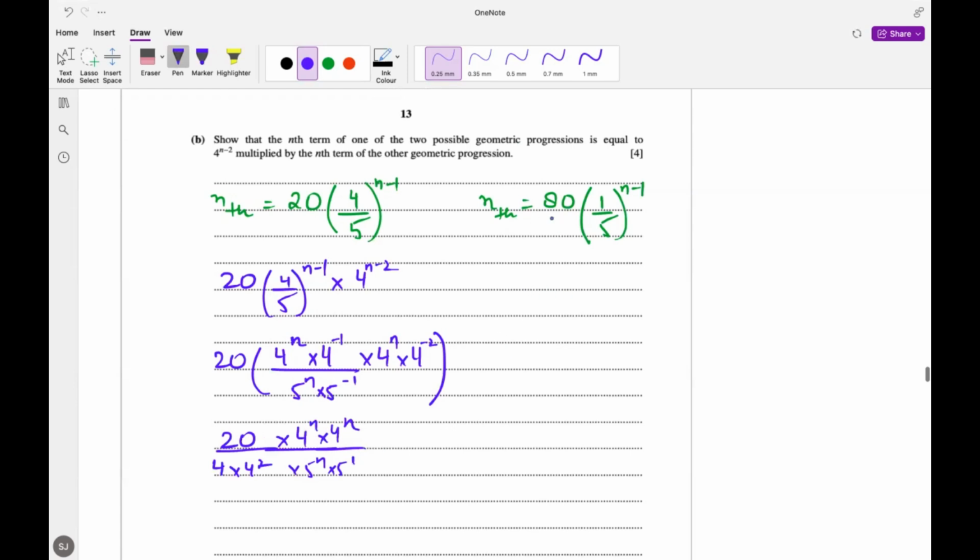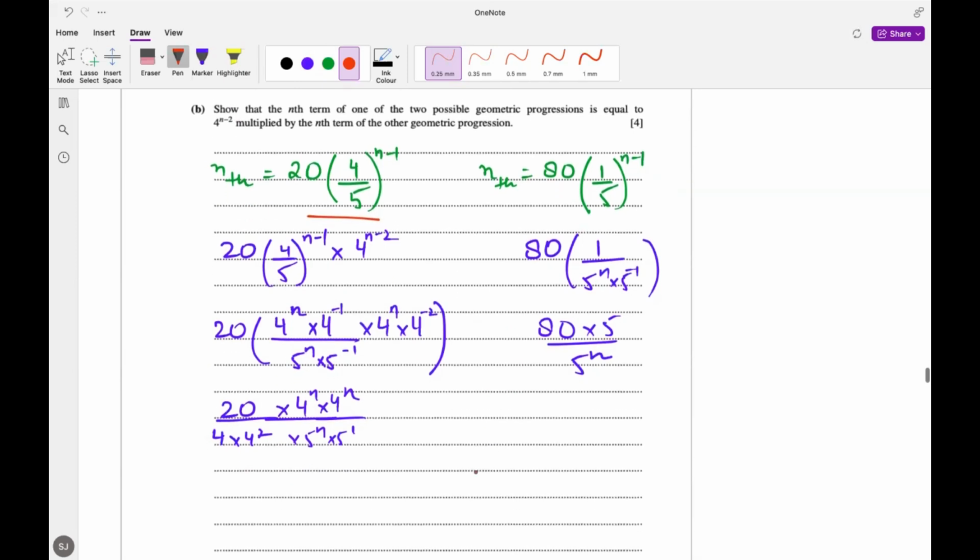Now, for the other term, it would have been 80 upon, so this would have remained 1, 5^n into 5^(-1). So simplifying this would have become 80, and bringing 5^(-1) in the numerator, this would have been 5 upon 5 to the power n. So we can see that these two terms are not equal. So now in the next step, we'll multiply this expression and see if we can get the expression for the nth term where a was 20.